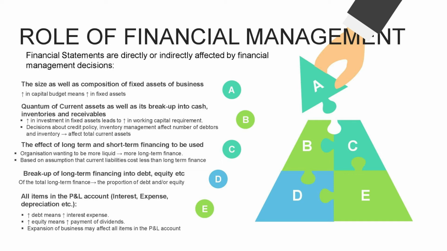The next role played by financial management is the total proportion of debt and equity in the long-term finance, which is of course called the capital structure of an organization. Other key decision areas include all the other items in the profit and loss account. For example, increase in debt means increase in interest expense, increase in equity means increase in payment of dividends. Of course, all these come as a part of the capital structure decisions that have to be followed, and we shall be studying in detail in the upcoming slides.